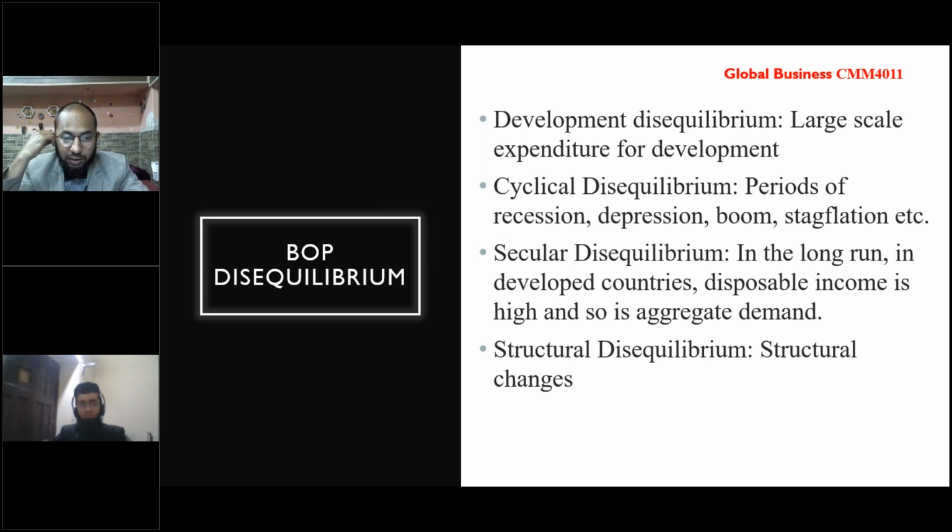And the fourth and the last disequilibrium is structural changes. Whenever we have some structural changes, what is a structural change in economics? A structural change in economics is whenever any macroeconomic variable breaks itself.